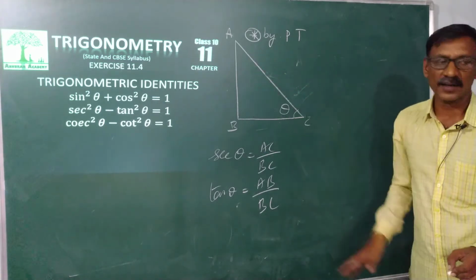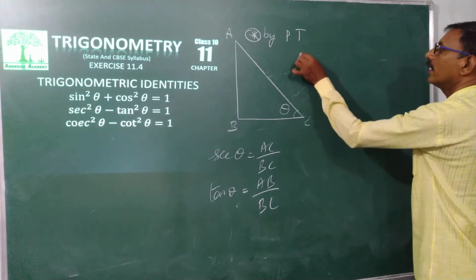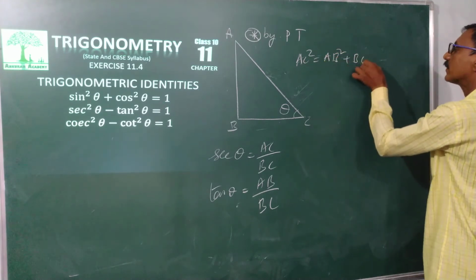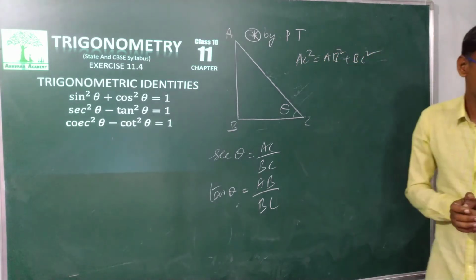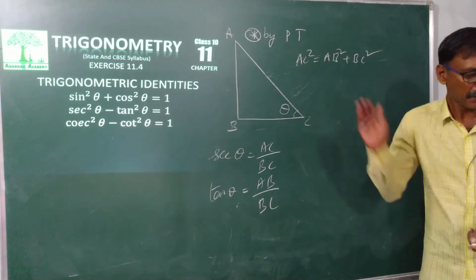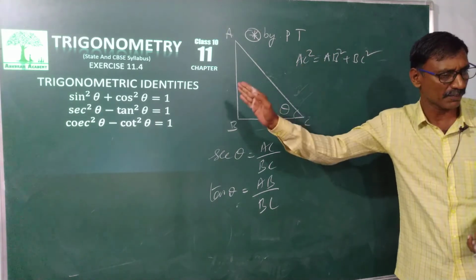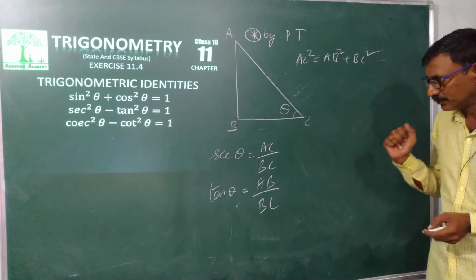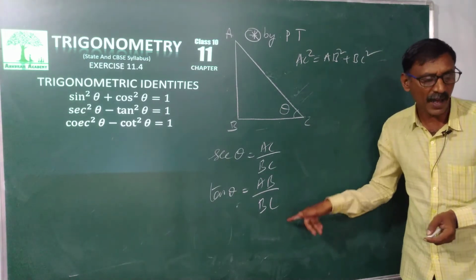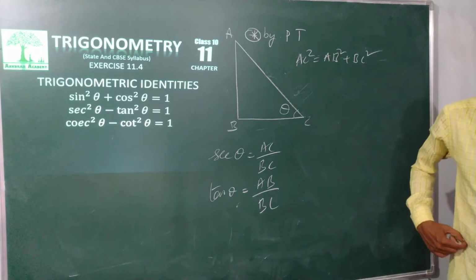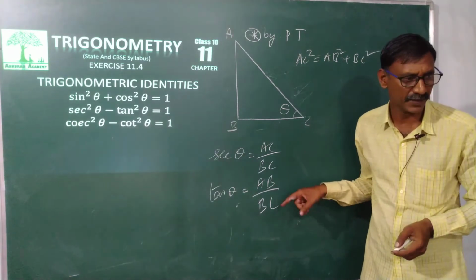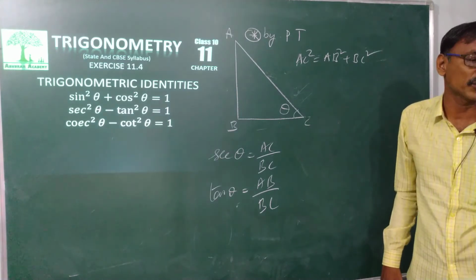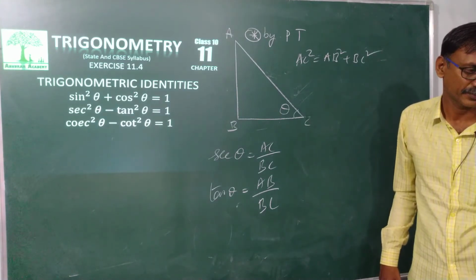Again comes the Pythagoras theorem. AC square is equal to AB square plus BC square. It's clear? We know this one. By Pythagoras theorem, hypotenuse square is equal to the sum of the squares of the other two sides. By observing sec and tan, the denominators are BC, here and here. That's the reason I would like to divide BC square on both sides. Am I clear or not?